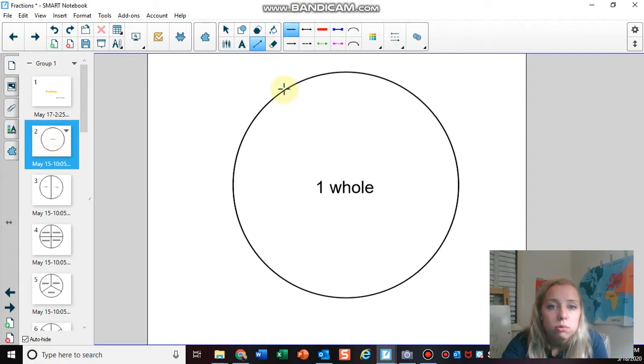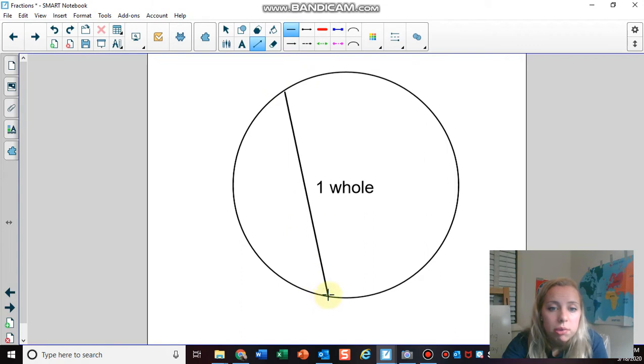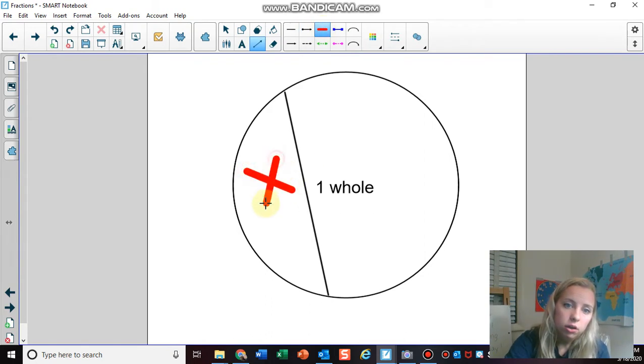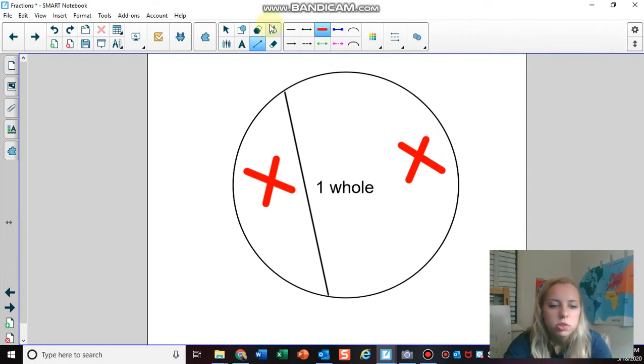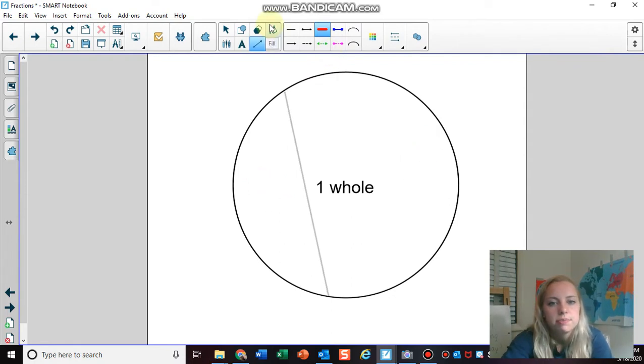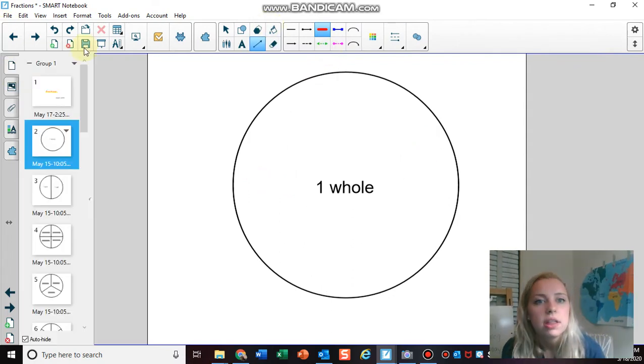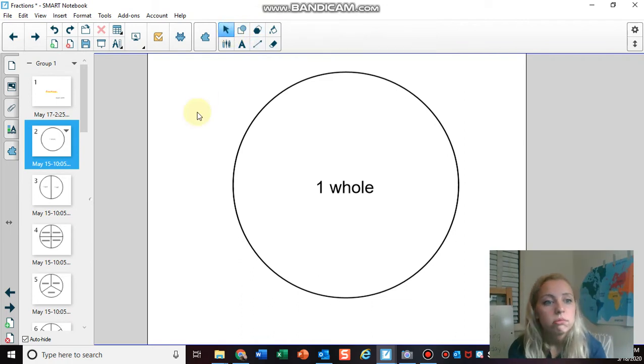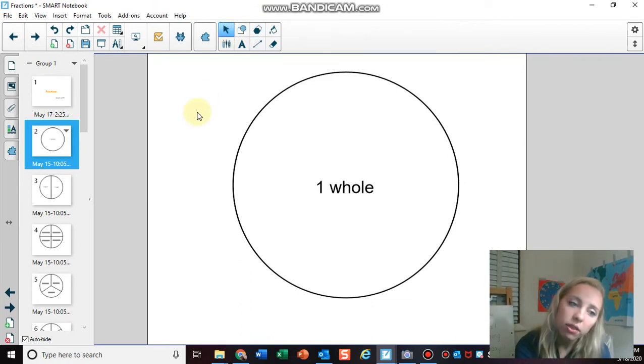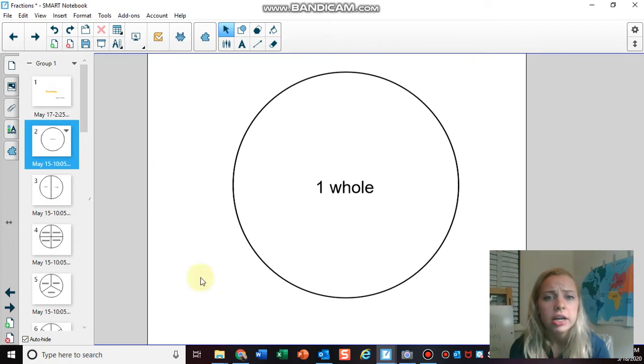However, if you were to cut this shape into two parts, that would not be a fraction because this shape over here is not equal to this part over here. So those are not fractions. Now let's review 1 whole, 1/2, 1/4, 1/3, etc. So these are our fractions.